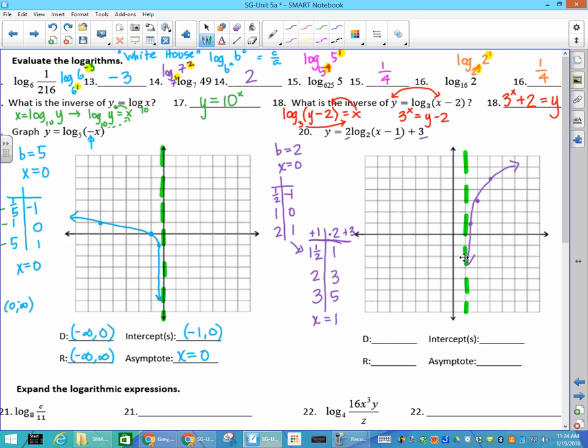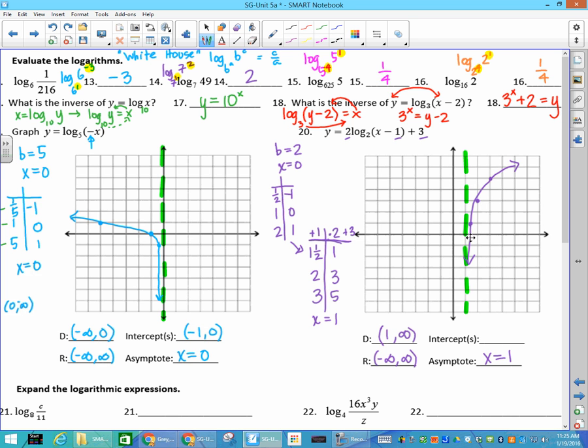Okay, so domain. Domain is my x. Did it change? It changed with my asymptote. I'm at 1 going forward, so I have 1 to infinity. My range never changes on the log. My asymptote is tied in. We already have it here, but it's also tied into that domain, because it's x equals.